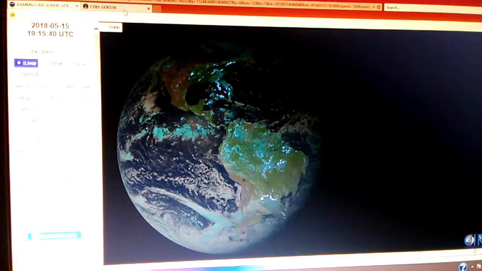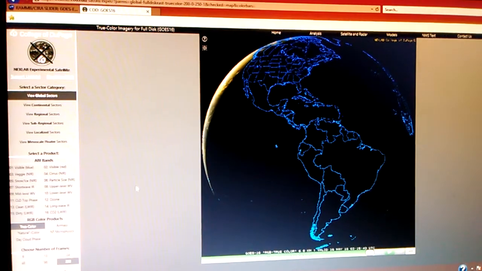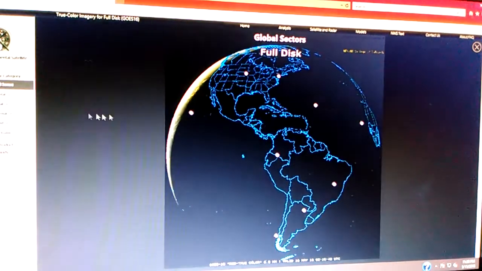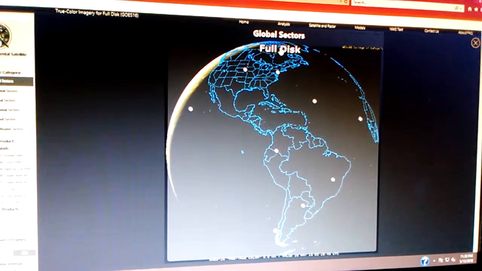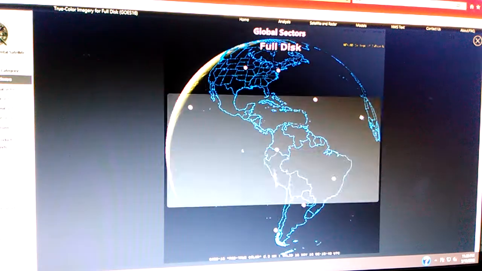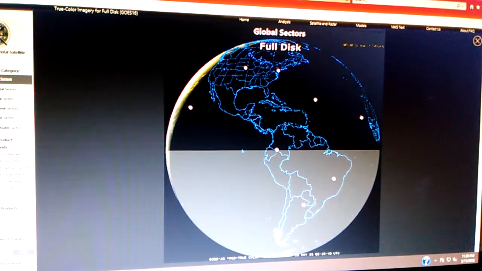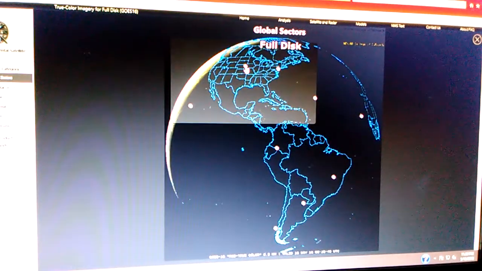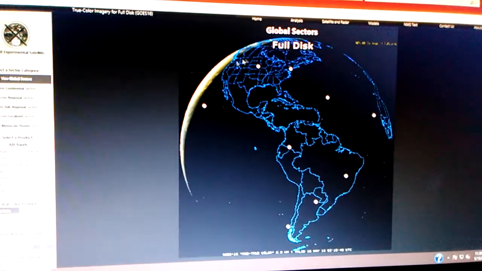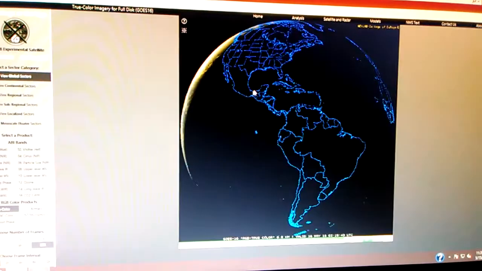Now I wanted to go over to corroborate that with the College of DuPage GOES-16. So I went over there, clicked on global sectors. Now we have a choice to do the full disk, northern hemisphere, and southern hemisphere, or we can get a bunch of abbreviated views if we do the other spots. Oh, it refreshed. Okay, anyway, I clicked on full disk.